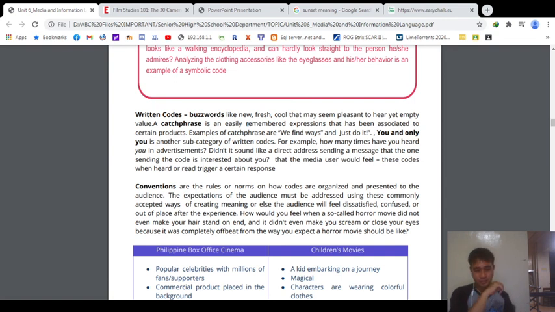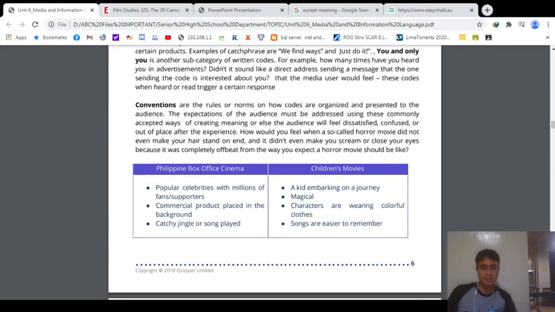Conventions are the rules. Okay, let's proceed to the next. Conventions are the rules or norms of how codes are organized and presented to the audience. The expectation of the audience must be addressed using these commonly accepted ways. How would you feel when a so-called horror movie did not even make your hair stand on end, and it didn't make you scream and close your eyes because it was completely offbeat from the way you expected a horror movie should be like, okay?